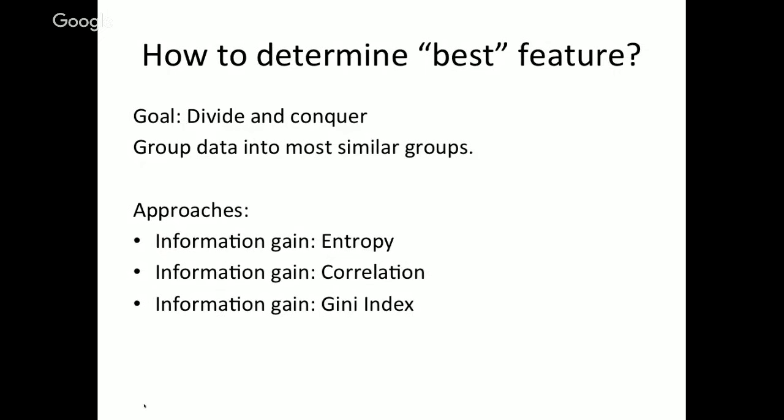Then we go to the next problem: okay, now I've got a group that has mostly buys. How do I distinguish those few sells from the other buys? And hopefully there's another feature at that level that'll help us make that distinction. So at each level, we want to somehow choose the feature that does this separation most effectively.